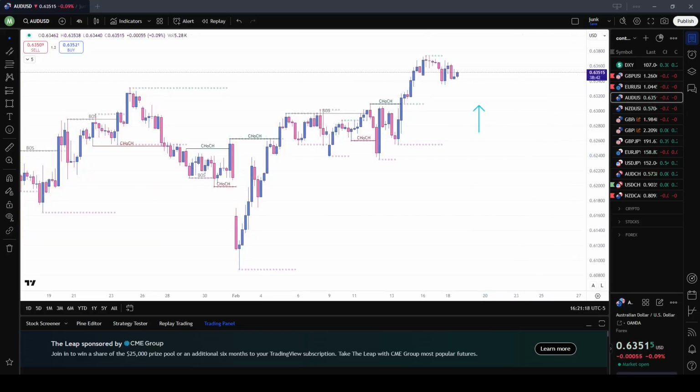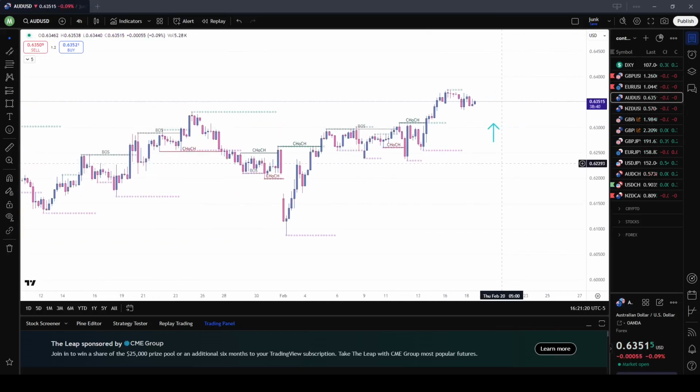AUD USD. And this is also another US dollar pair that was able to break out. What I've been saying, that this appeared to be a spring. It ranged and then it finally broke past the highs. Let's go ahead and map out the range.